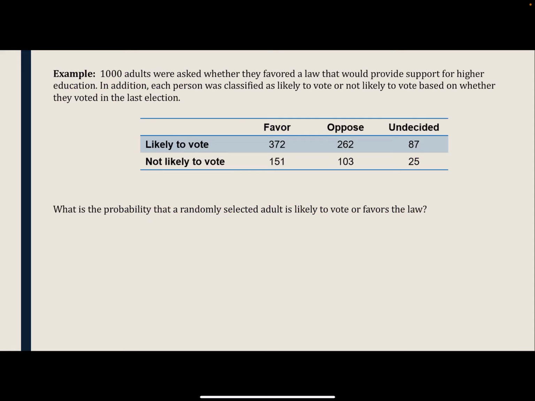What is the probability that a randomly selected adult is likely to vote or favors the law? So we are looking for the probability that they will vote or favor the law, which by the formula means we're looking for the probability that they are likely to vote plus the probability that they will favor the law, minus the probability that they will vote and favor the law. So let's look at each of those three probabilities separately.